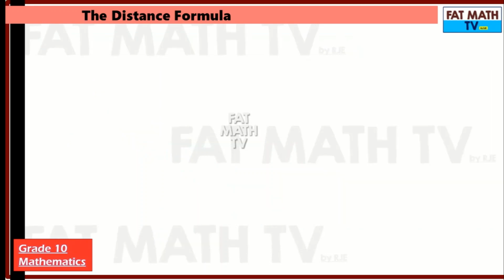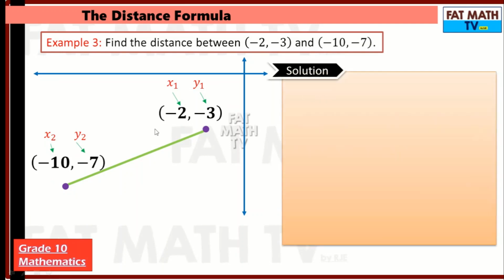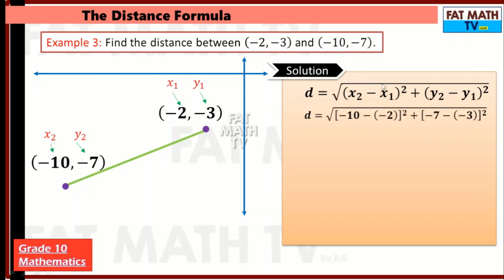Okay, let's move to the next example. Example number 3. Find the distance between negative 2, negative 3, and negative 10, negative 7. So represent them. Okay, x sub 1 goes always with y sub 1, and x sub 2 goes with y sub 2. Okay, and then use the distance formula. So replace the values. X sub 2 is negative 10, so replace this with negative 10. Minus x sub 1, replace this with negative 2. And then y sub 2 replace with negative 7. And y sub 1 is negative 3.